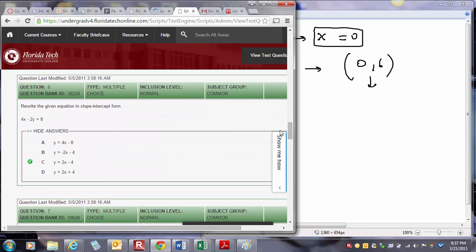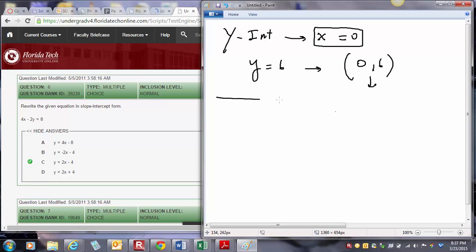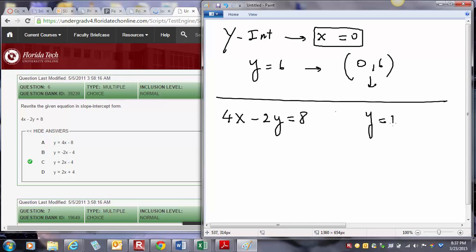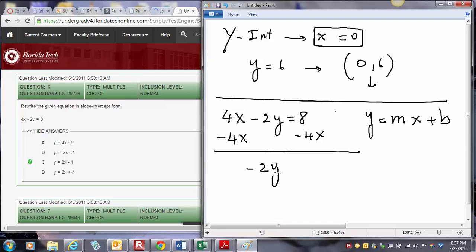The next question, rewrite the given equation in slope-intercept form. So we are given here that 4x minus 2y equals 8. They want us to write it in slope-intercept form, y equals mx plus b. Therefore, we have to isolate y. The first thing we need to do is move the x to the right side. So subtract 4x from both sides. 4x minus 4x will cancel. Negative 2y would be negative 4x plus 8.